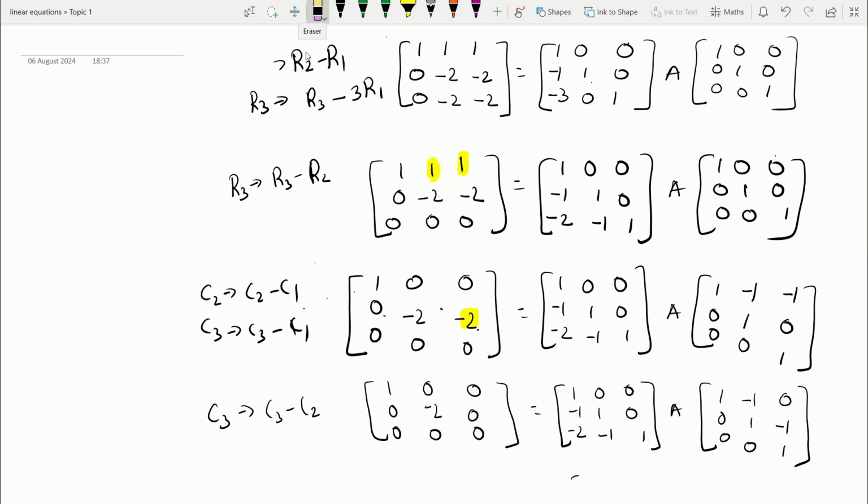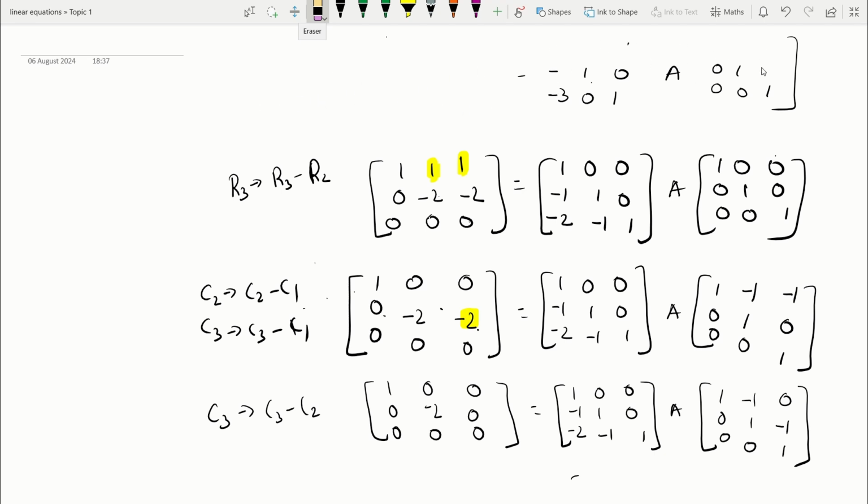See, this place I have to make 0. Correct? Now 1 0 0, 0 1 0, 0 0 1, like that, if I get the identity matrix. So this I want to make 0. Just here minus 2 is there, here minus 2 is there. I can make that now. C3 implies C3 minus C2. C3 minus C2. That's enough.